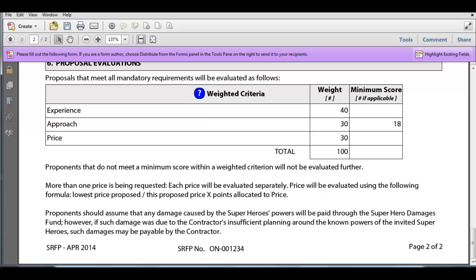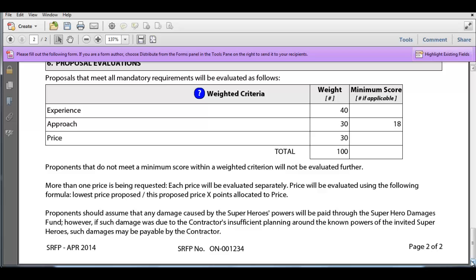And apparently there's a superhero damages fund. So that's something that proponents might not actually know about. So we're making it clear that this thing exists. You should assume that the damage would be paid through that fund, unless, of course, it's something that the contractor did or failed to do that caused that damage to happen. And that is the entirety of the SRFP.